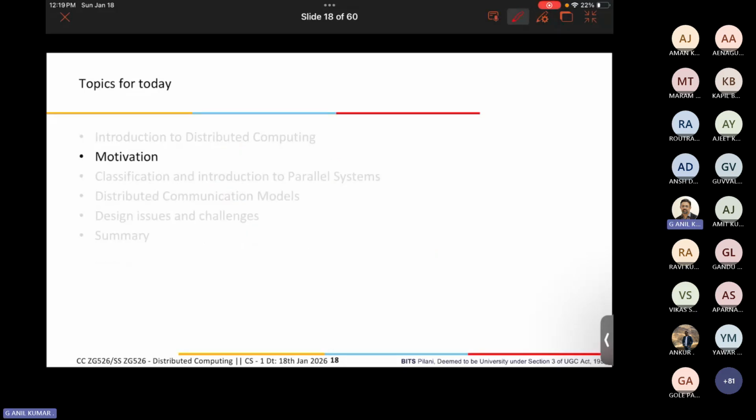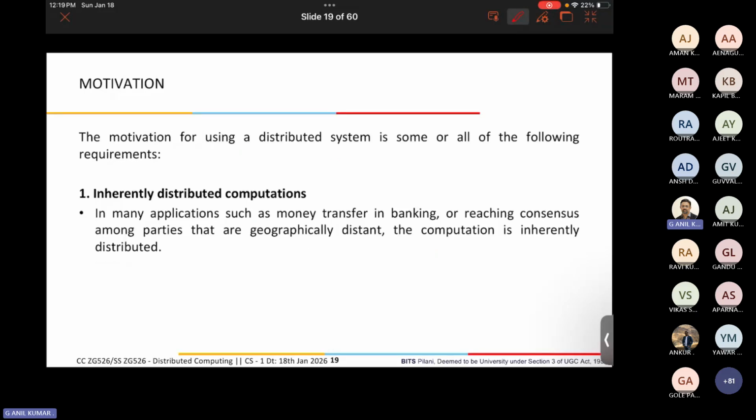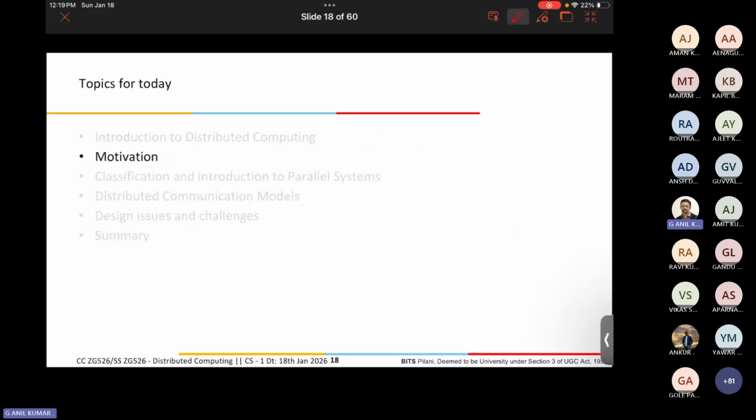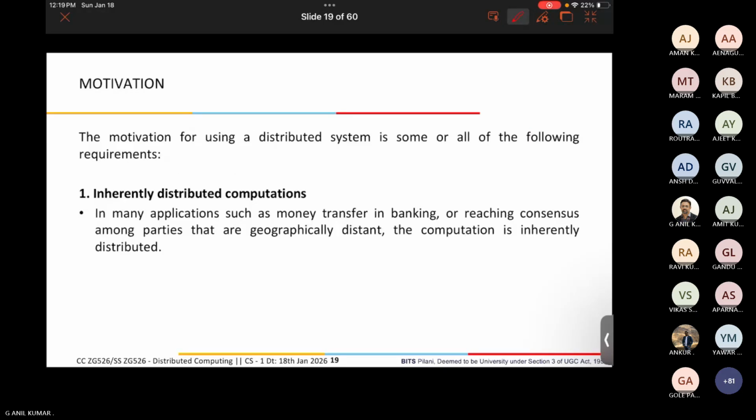Now, what are the motivation factors? Based on what points are we going for this distribution? So, inherently distributed computation. See, what we discussed is all here now. I'll quickly go through. Stop me wherever you feel you need some clarification. In many applications such as money transfer in banking or reaching consensus among parties that are geographically distinct, the computation is distributed. So mostly distributed things.